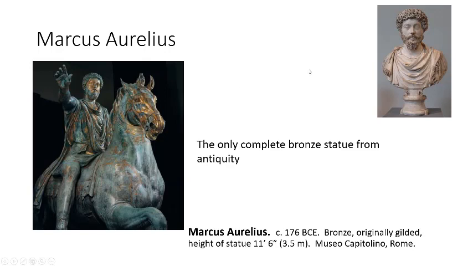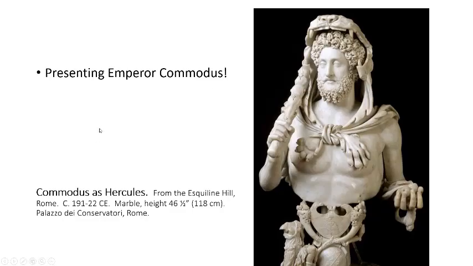Moving forward towards the end of the second century of the Common Era, we have this freestanding bronze sculpture of Marcus Aurelius, in which he is sitting on his horse and looking ever so majestic and leader-like. And this, can I say ridiculous? Can I? Okay, I'm going to say it.